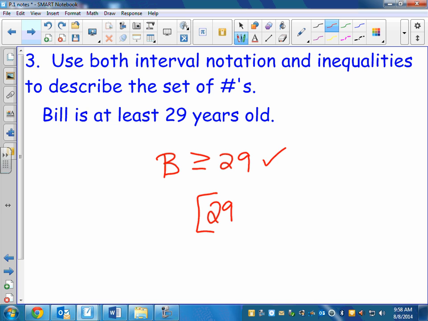And I feel like we could argue the point here that Bill cannot go to infinity. We probably could put like 113 as long as anyone lives. So you could argue that it shouldn't be infinity. But mathematically speaking, we're going to say greater than or equal to, we're going to say Bill can be infinity years old. That's ridiculous. But you could say 113 and I'd go with you.